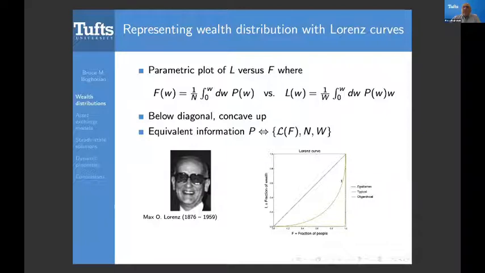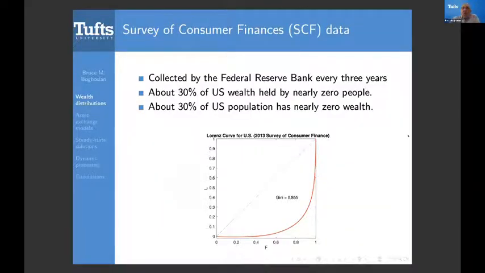Real Lorenz curves tend to look like this orange one in the middle somewhere. It's fairly easy to show that it has to lie below the diagonal. It has to be concave up. Only a little more difficult to show that if you know the Lorenz curve, this function I'm calling script L, and if you know the extensive variables, you can reconstruct the agent density function. So the top of the screen here shows that if you know the agent density function, you can get the Lorenz curve. You can also go backwards as well. So the Lorenz curve is often the more elucidating thing to look at.